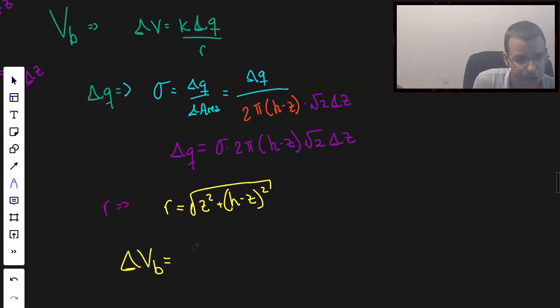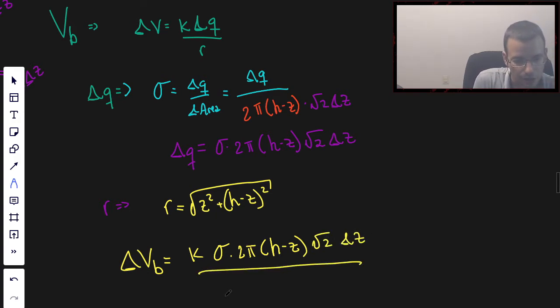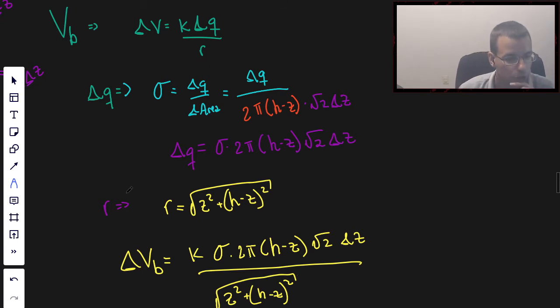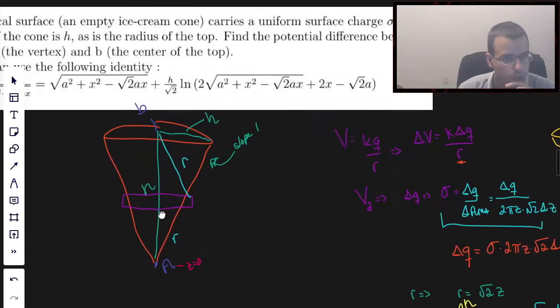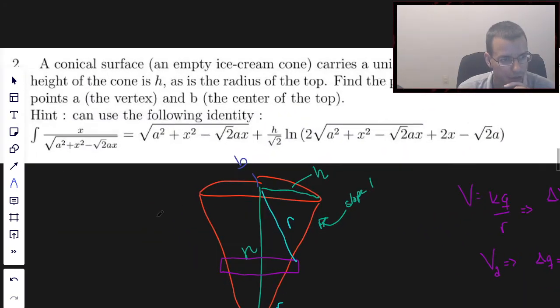All right, so now putting this all together, a small bit of voltage dV equals k delta Q over r. So it's going to be k times sigma 2 pi (h minus z) square root of 2 delta z, all over the square root of z squared plus (h minus z) quantity squared. So now I'm going to take quite a radical turn, which involves foreshadowing.